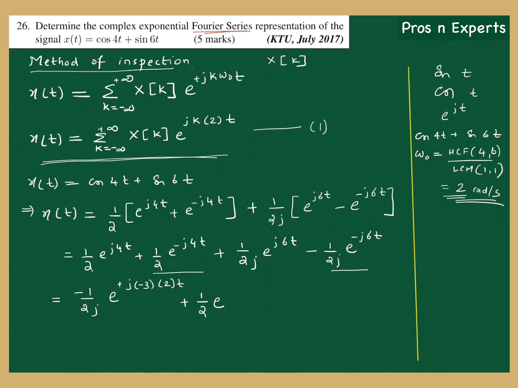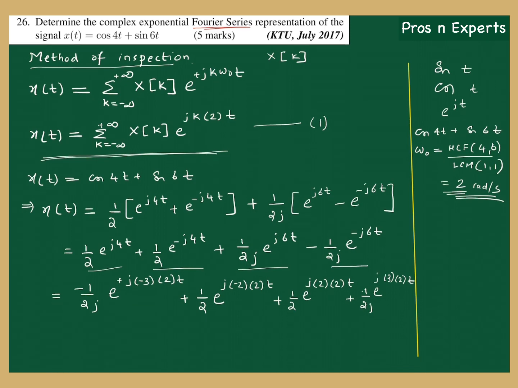I am writing it as e raised to j into minus 2 into 2 into t. That will be right. Still it is e raised to minus j40. Okay, plus what is the next term? Now I am going for this term, that is 1 by 2 into e raised to, I can write as j into 2 into 2 into t. Okay, plus finally this term is 1 by 2j into e raised to j into 3 into 2 into t. That is e raised to j60. Right? Now, why I have written like this, you will get to know.